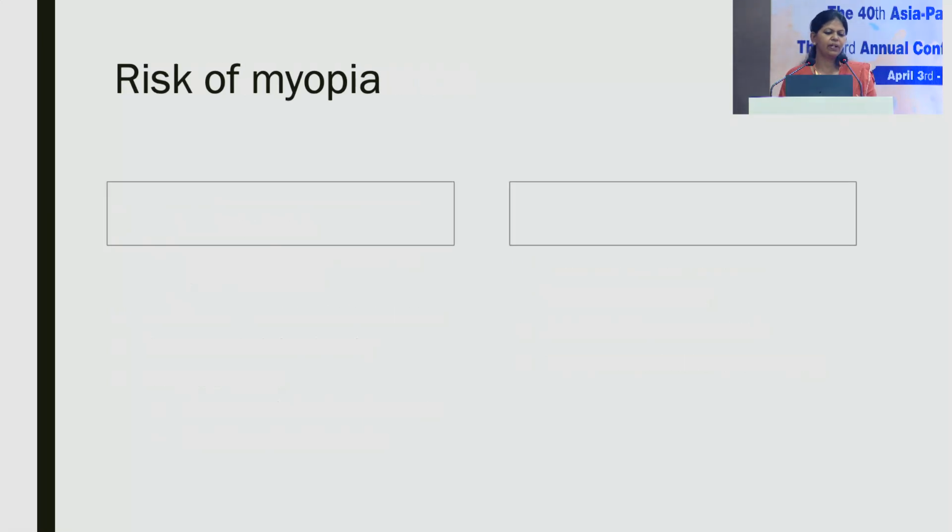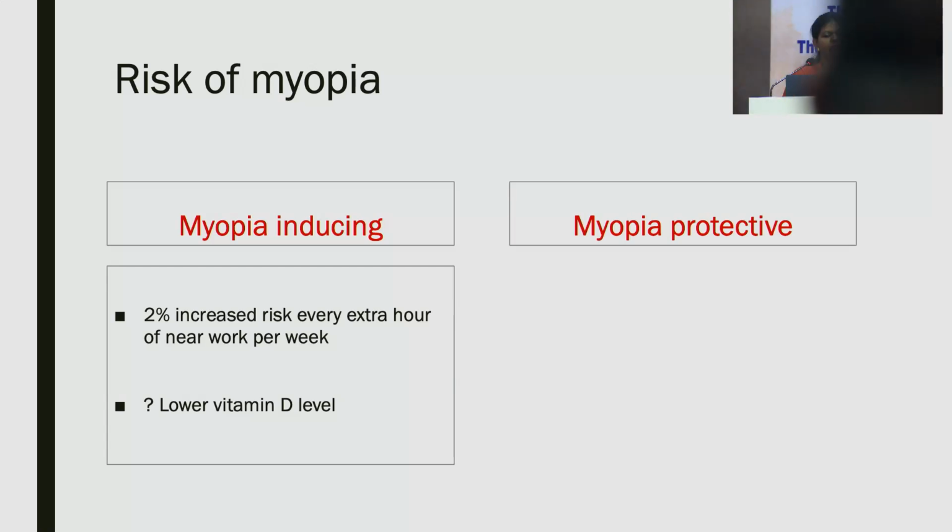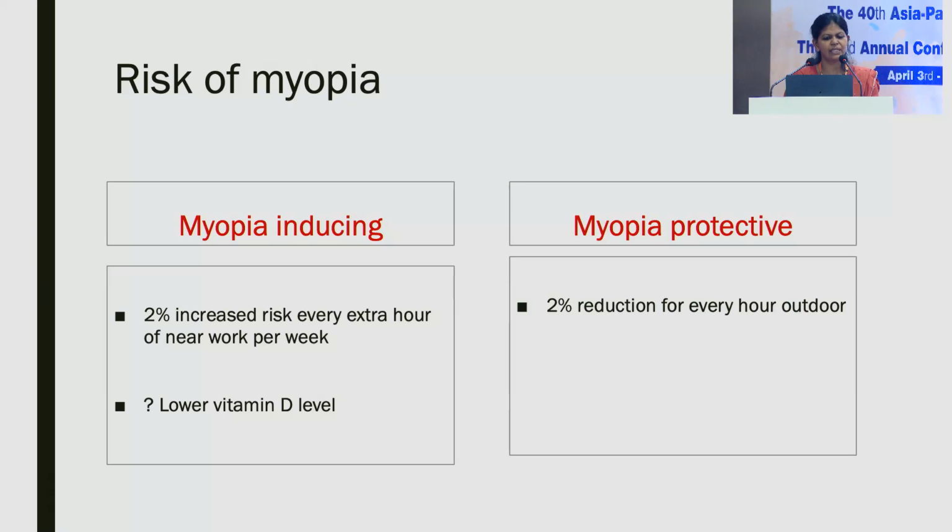So when we say myopia, what are the risks of myopia? There are some things which are called myopia inducing, which is a 2% proven increased risk for every extra hour of near work per week, at any age. Lower vitamin D level is a controversial thing which sometimes can be a myopia risk factor. These are all patients who do not have myopia yet. Myopia protective, as a corollary, yes, 2% reduction for every hour outdoors can have a positive protective effect on onset of myopia. Increased even indoor lighting can be protective for myopia in some context.